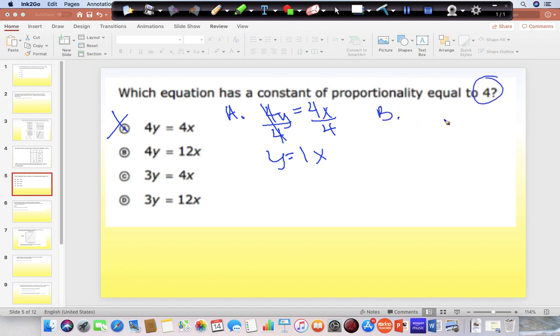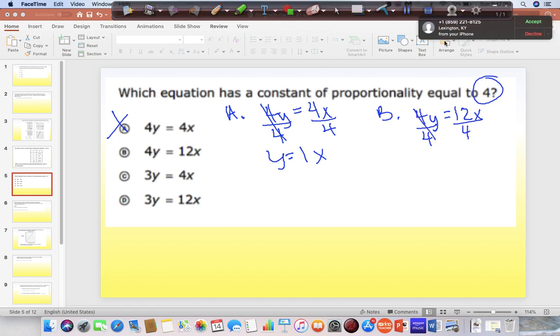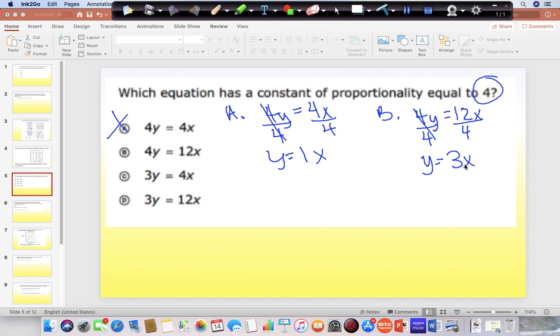So let's go to B. B says 4y equals 12x. We want to divide both sides by 4 again because we want y by itself. Oops, I apologize. I have family getting in touch with me. We'll just let that ring out. Oh, that helped. Sorry. So we have y is equal to 12 divided by 4, which is 3, and 3 times x is 3x. So again, our coefficient in front of x is 3, and it's supposed to be 4. So B is also not correct.